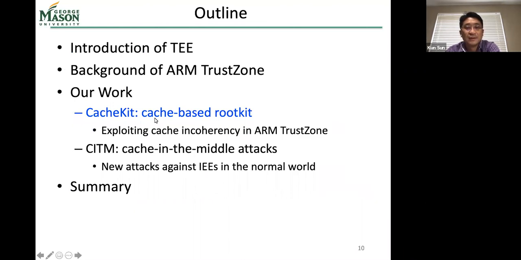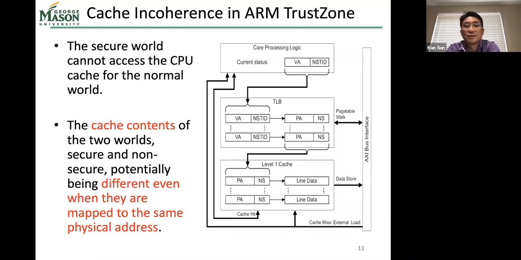Now let's introduce our first work, this cache-based rootkit. This work is based on an initial observation. One thing about TrustZone is that the secure world has high privilege, so it can access all the memory in the untrusted, normal domain, but the normal domain cannot access memory in the secure domain. But on the cache, the secure world cannot access the CPU cache of the normal world.